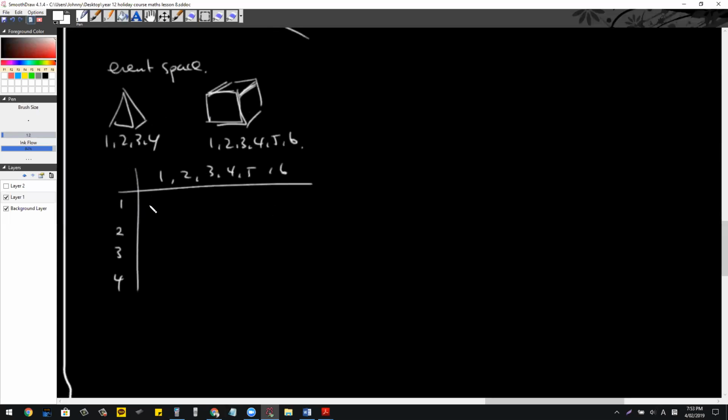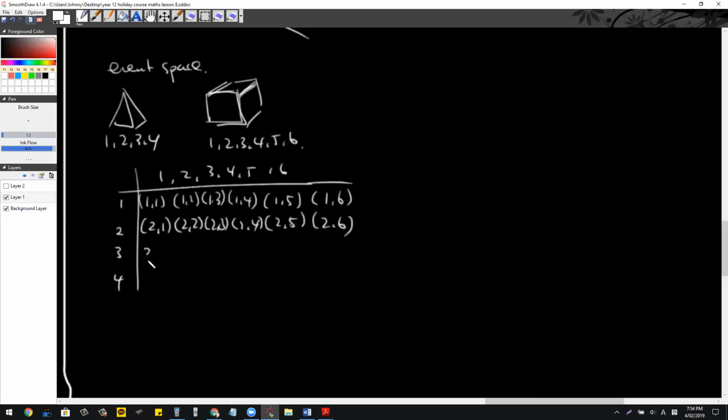So the event space is given by (1,1), (1,2), (1,3), (1,4), (1,5), (1,6). So these are all the possible outcomes. (2,1), (2,2), (2,3), (2,4), (2,5), (2,6), (3,1), (3,2), (3,3), (3,4), (3,5), (3,6), (4,1), (4,2), (4,3), (4,4), (4,5), (4,6). Okay. So I'm going to just omit the commas.